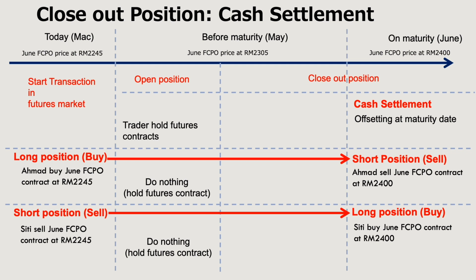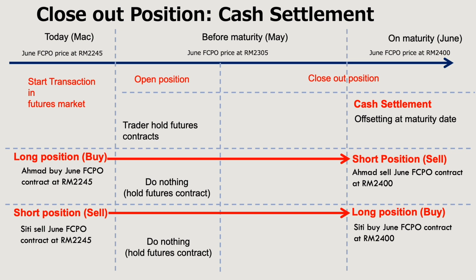So if you refer to the example for Ahmad, Ahmad start his position, he take long position by June FCPO contract in March. When it come to June, so June is the expiry date for June FCPO contract. So in June, he choose to use cash settlement. So to use cash settlement, Ahmad need to sell June FCPO contract at price RM2400, which is the price of June FCPO contract in June.